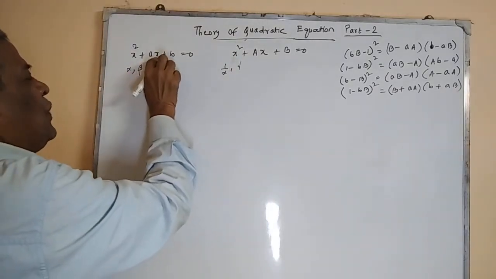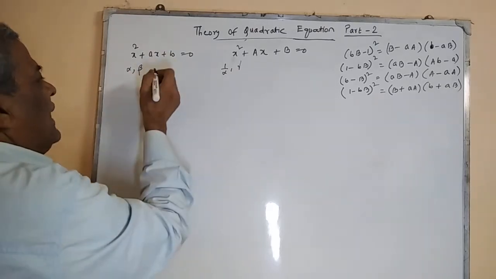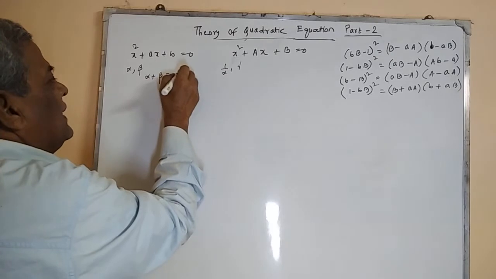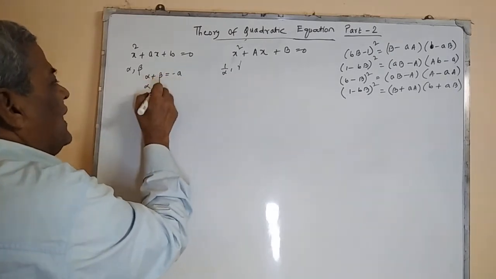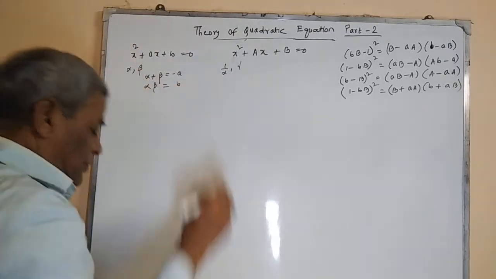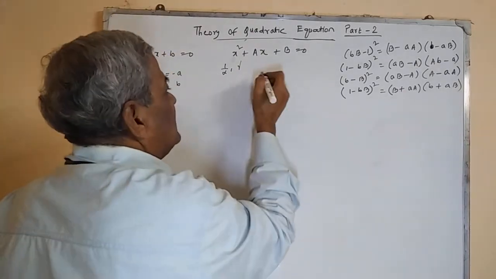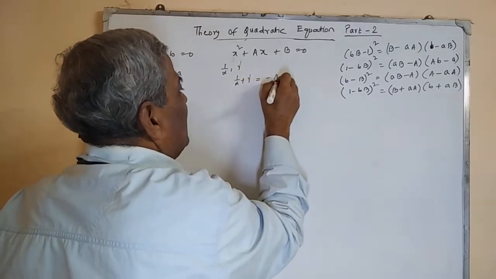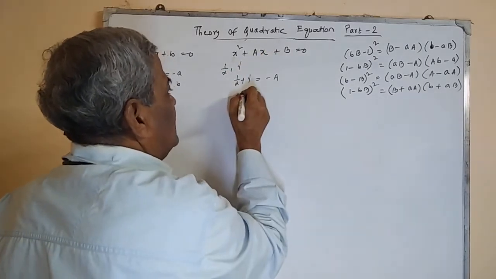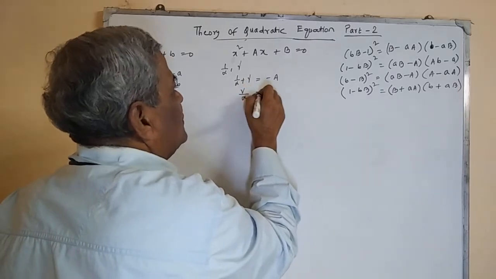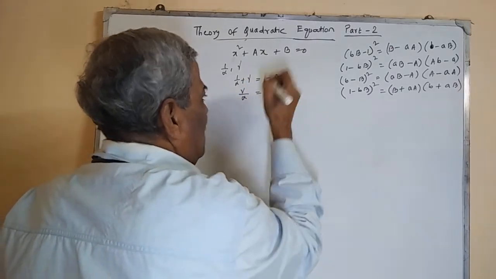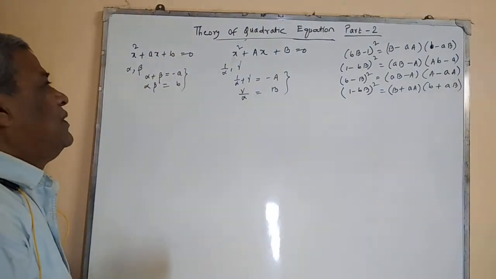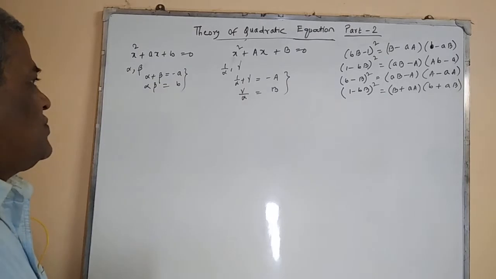So from this, alpha and beta are roots of that, therefore alpha plus beta is equal to minus A and alpha beta is equal to B. From this, 1 by alpha plus gamma is minus A, sum of the roots, and gamma by alpha is equal to capital A. We get 4 equations involving roots and coefficients.